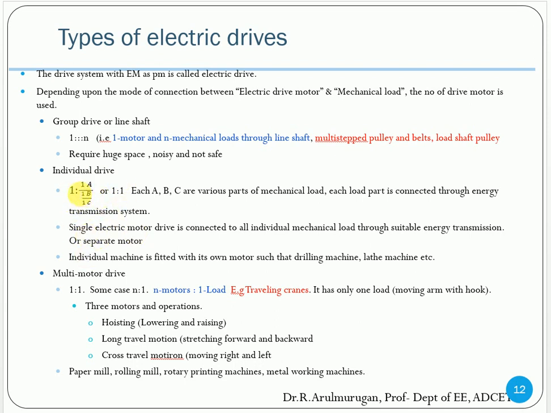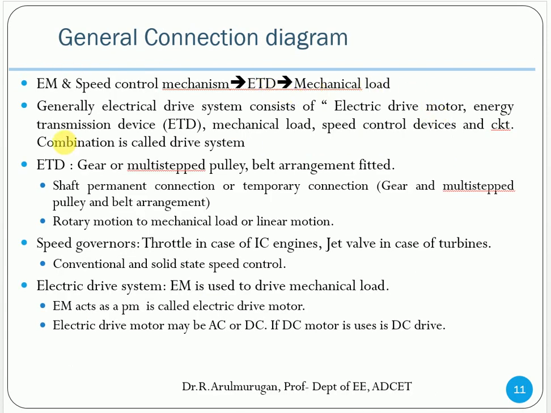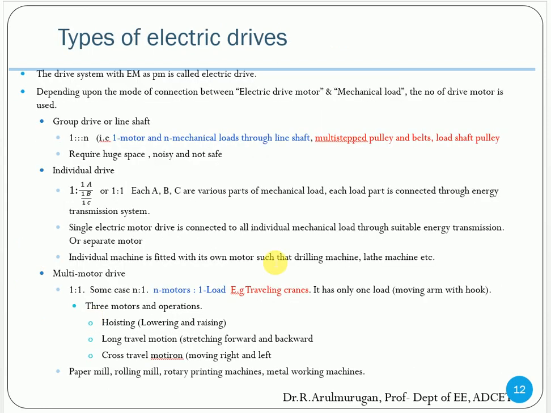But here there is only 1 motor. The example is applicable to a lathe machine. In a lathe machine you have only 1 motor, but different types of loads with different load characteristics. A single electric motor drive is connected to individual mechanical loads A, B, and C. If you want to connect A separately, B separately and C separately, how do you connect it? Through an energy transmission device, the ETD. So individually you can connect.